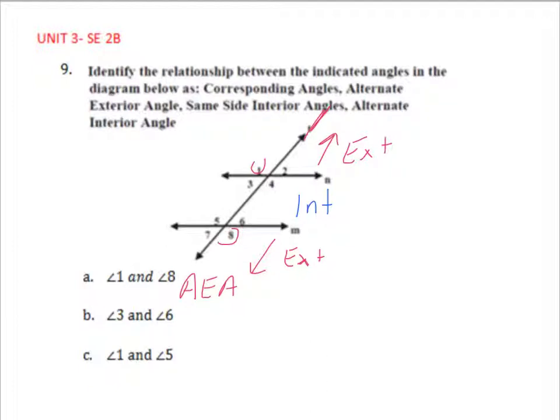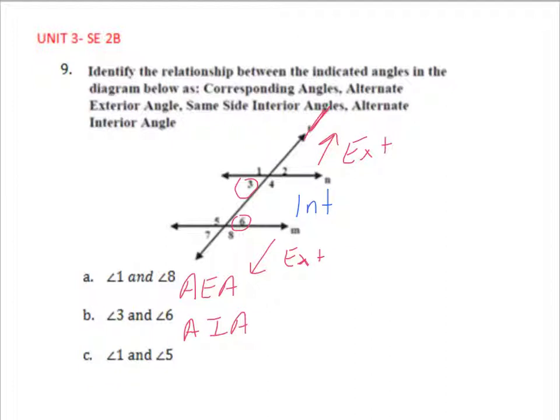Then if you look at, instead of 1 and 8, if you were to look at 3 and 6, again, are they both interior or are they both exterior? And they're both in the interior. Are they on the same side or are they on opposite sides? And they're on opposite sides. So these would be alternate interior angles.